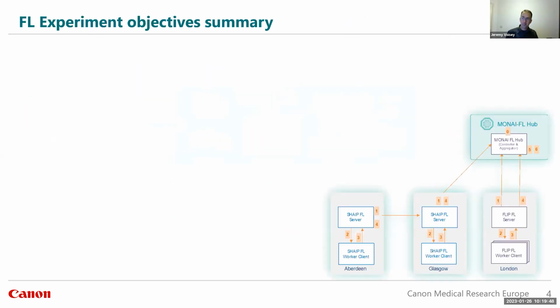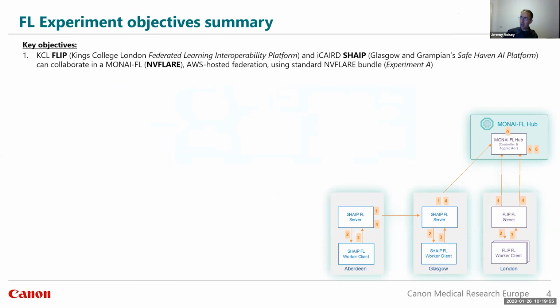So here's what we wanted to try, the aims of our experiments that we carried out with King's College London. King's College London have a platform called FLIP, that's a Federated Learning Interoperability Platform. And iCAIRD is a consortium involving Canon, but also two NHS trusts in Scotland, Glasgow and Aberdeen, or Glasgow and Grampian. Grampian is the county.